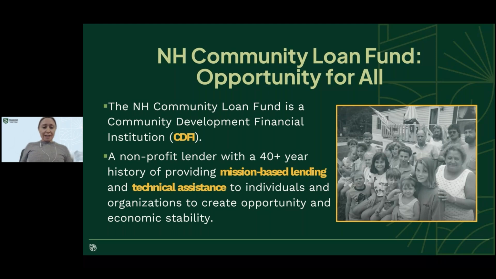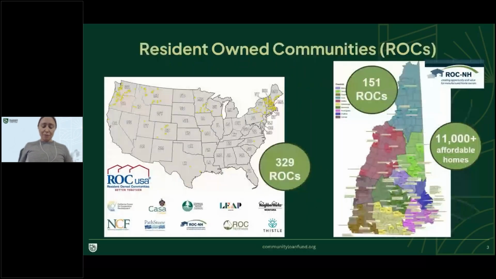Since 1983, ROC New Hampshire has grown to be the New Hampshire Community Loan Fund's biggest program. We've gone from that very first resident-owned community to having 151 resident-owned communities just in New Hampshire, and that's about 11,000 affordable homes that have been preserved. But this ROC movement is also a national movement. We have ROC USA, which is helping communities to access capital and technical assistance to form resident-owned communities all across the country.